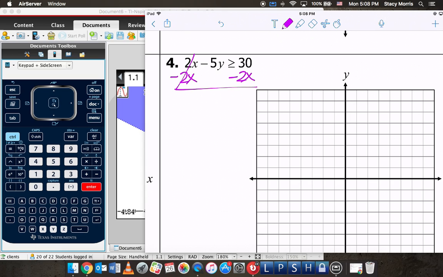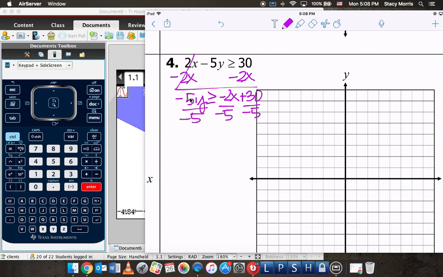So we subtract 2x, those cancel, we get negative 5y is greater than or equal to. We can't actually subtract 2x from 30 because it doesn't have an x. We just bring those both down. So negative 2x plus 30. Last step, we divide by negative 5.